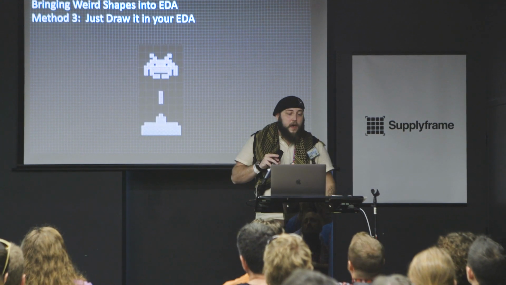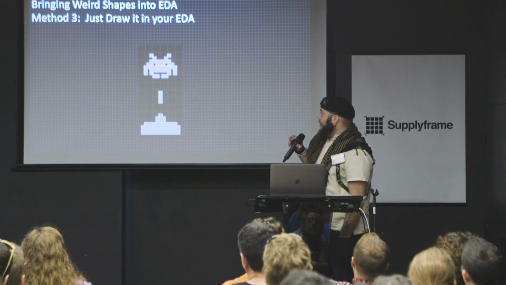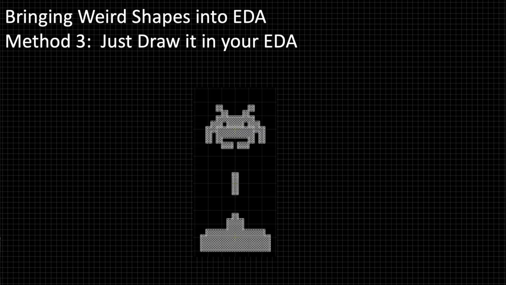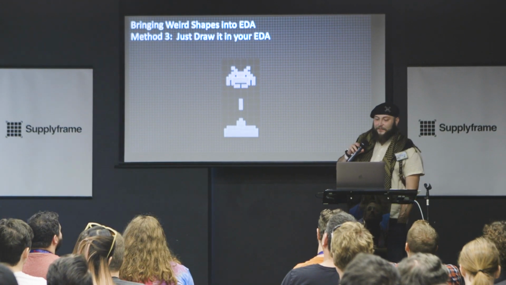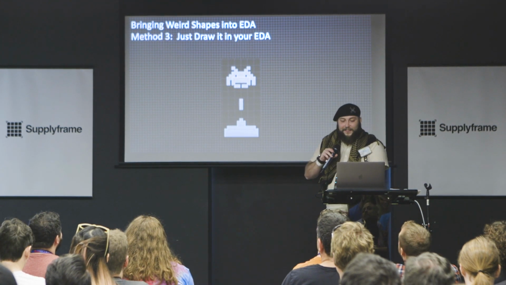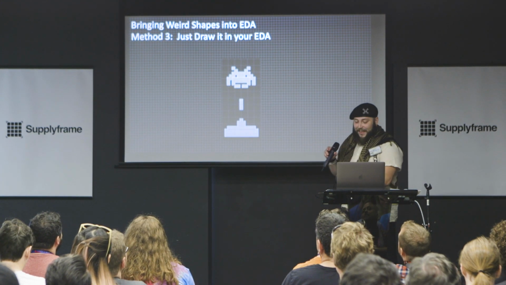All right, and the third method is not really a method at all. It's not a trick. It's just draw it. Just draw it. It turns out there are some things that are really easy to draw, like Space Invaders. It's all 90-degree angles, and Eagle loves 90-degree angles. On a grid, are you kidding? It can't believe its luck. So that's just that, right?